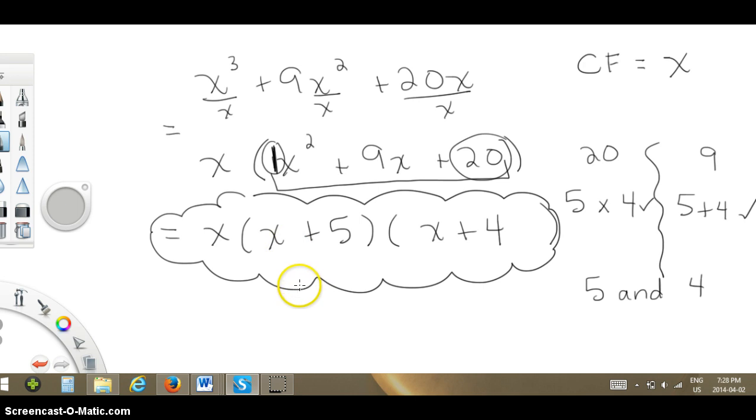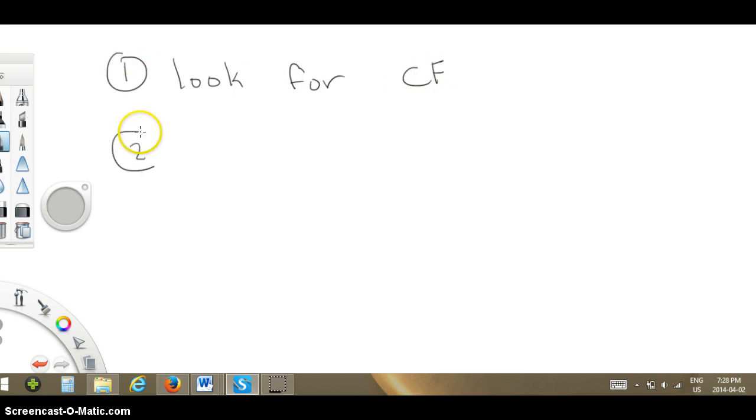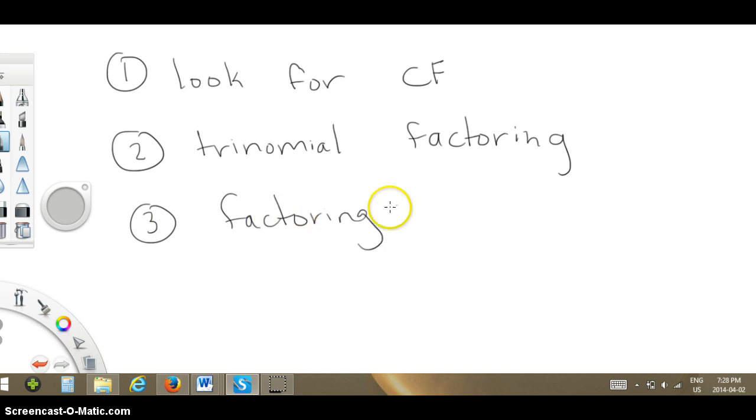So just remember that you have to look for common factor first. That's really important, always. So look for common factoring. That's the first thing you want to do. And then you have to look if you have trinomial factoring, if it's simple, or if it's complex. Then you have to look at if you have factoring by grouping. And then the last type of factoring would be your difference of squares.